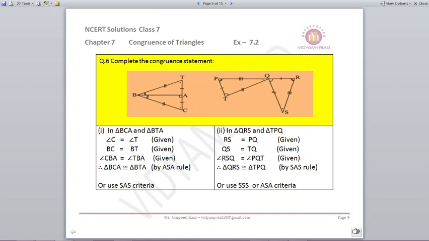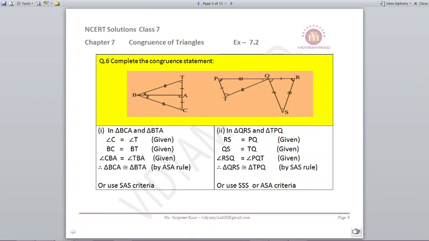Your QS is also equal to TQ, that is also the side. And I have taken angle RSQ equal to angle PQT, that is the angle given to you, that is equal. So you have side angle side, which is making the triangles congruent. Or you can also use the SSS criteria to make both triangles congruent, as you are already given that all the three sides are equal.